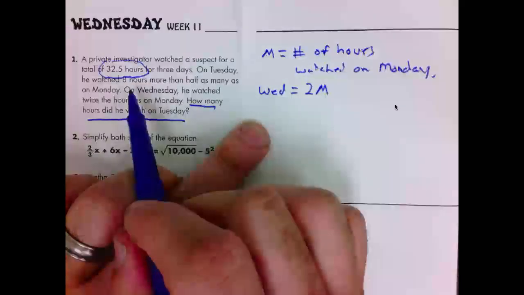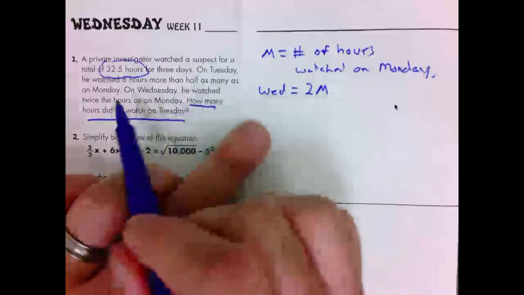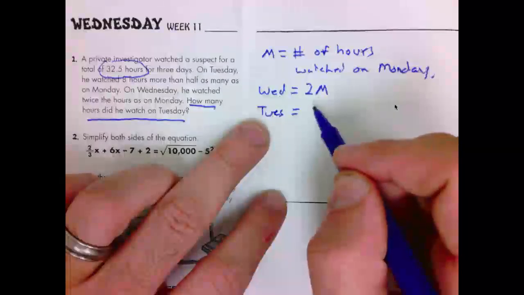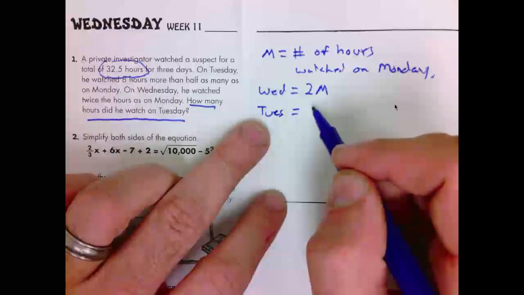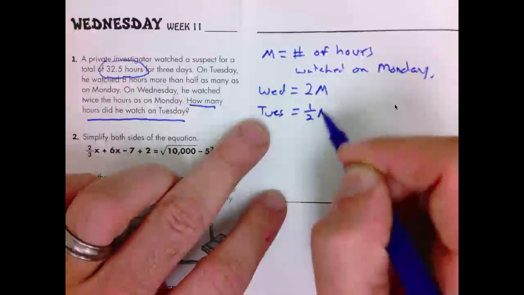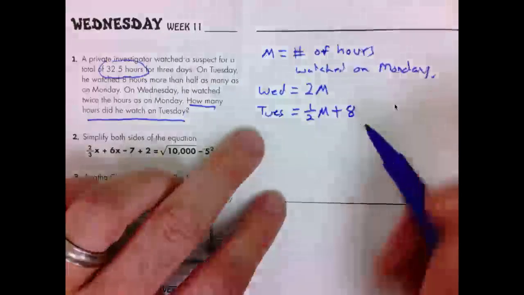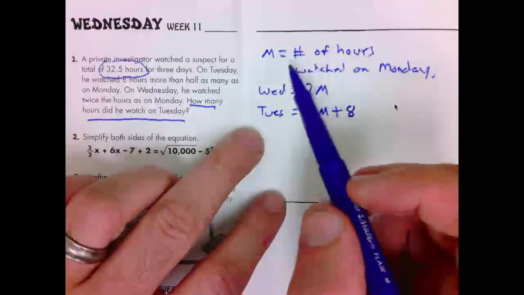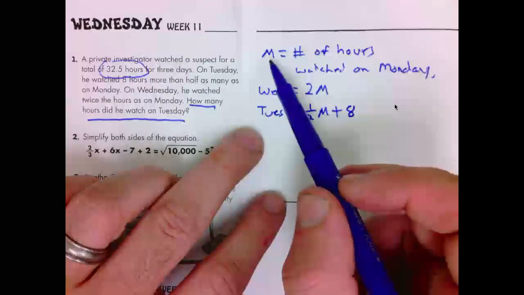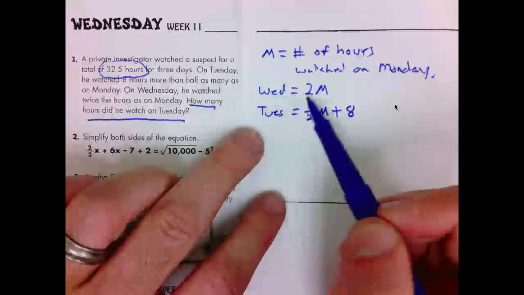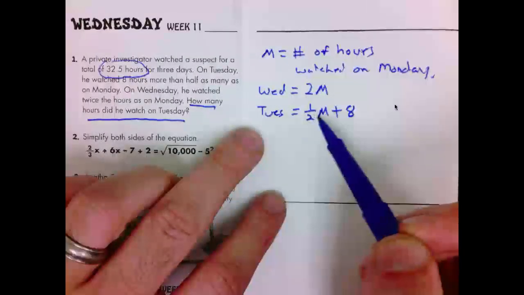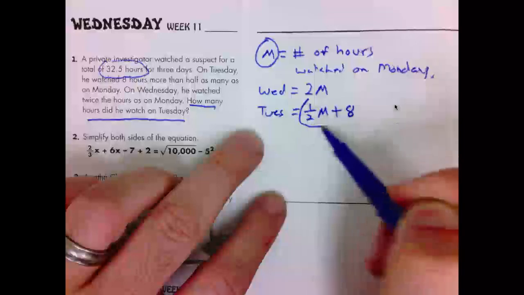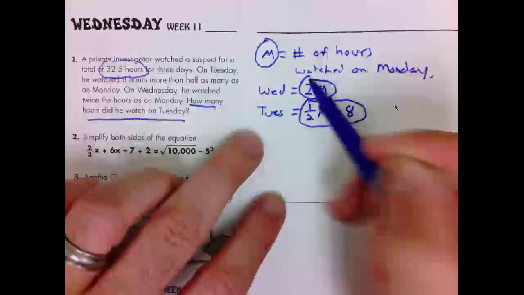Tuesday, 8 hours more than half as many on Monday. So Tuesday will equal 8 more than half of Monday. 1/2 of Monday plus 8. So again, looking at these statements, M is the number of hours on Monday, so therefore Wednesday is twice that amount, and Tuesday is 1/2 that amount plus 8. The sum of these, Monday, Tuesday, and Wednesday, all summed together will be 32.5.